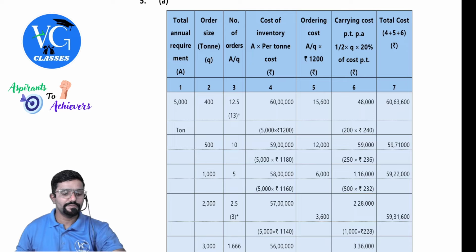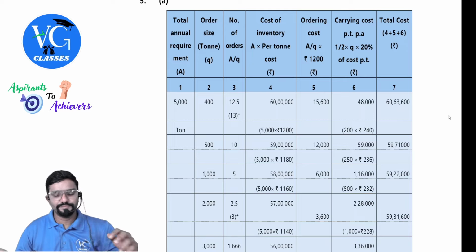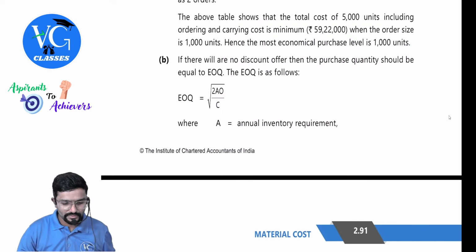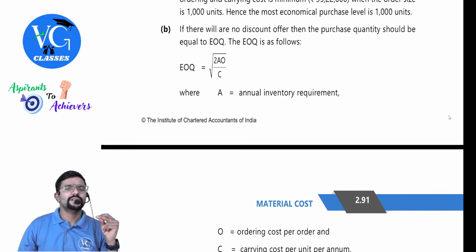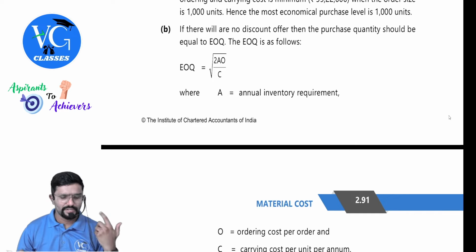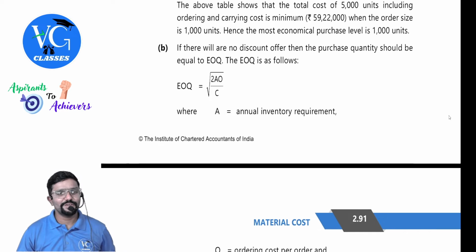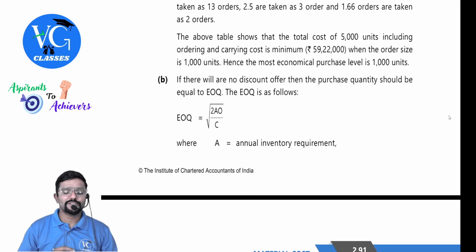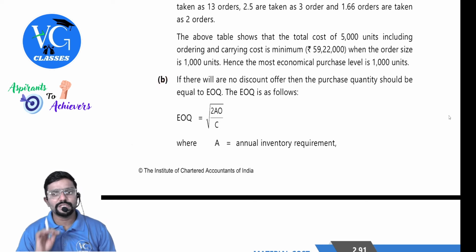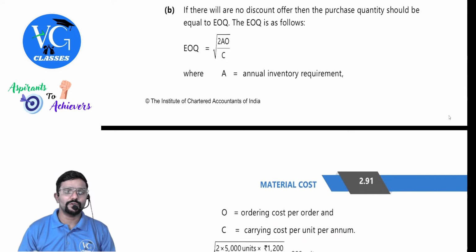We shall continue with the next question. Oh, sorry, here only B is there. They told, sir, no discount and all. If the purchase price is 1500, then tell me what is the best quantity. EOQ. EOQ is the best always, if there is no discount and all. If there is no discount offer, then the purchase quantity should be equal to what? EOQ.